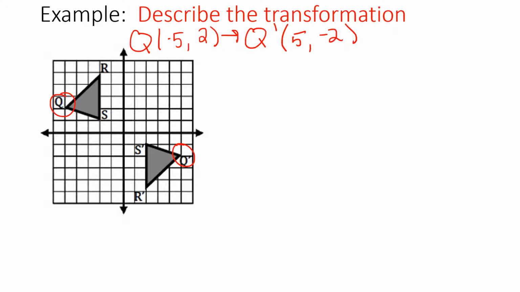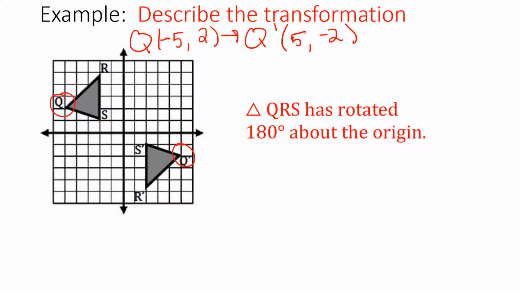So when I look at these two ordered pairs, I can tell that the place value of the numbers did not change, but their signs did. This negative 5 became positive and this 2 became negative, which means that triangle QRS has been rotated 180 degrees about the origin. And with 180 degrees, remember, ladies and gentlemen, it doesn't matter if it's rotated clockwise or counterclockwise, so you don't have to specify if you don't want to.